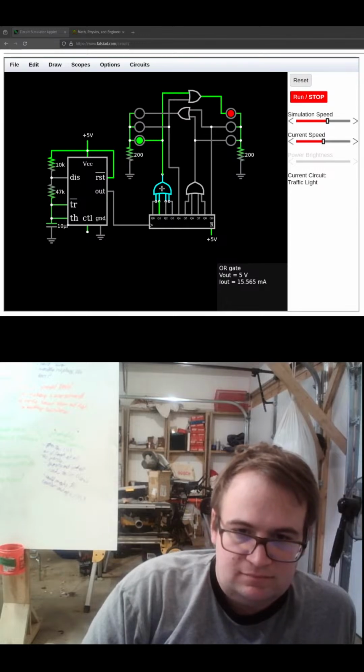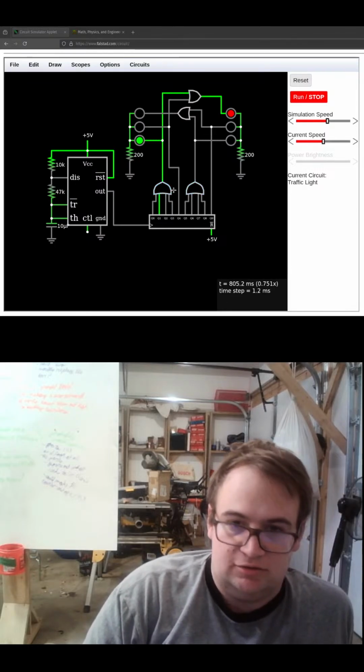So this is an OR gate. It's also an OR gate.